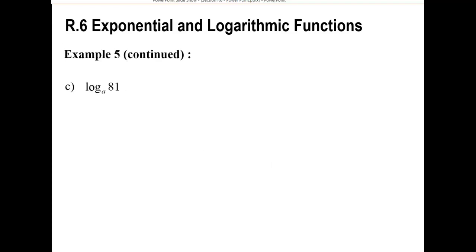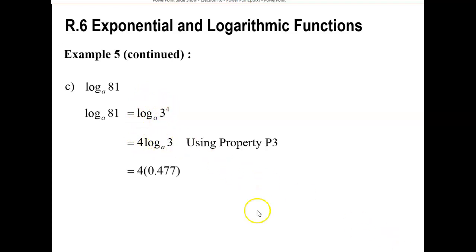All right, log base a of 81. So remember, we were given log base a of 2 and log base a of 3. So if I notice that 81 is a power of 3, we would rewrite it as 3 to the power 4. That's the same as the number 81. And then our property 3 says if you have an exponent attached, that can come down to the front. So that's 4 times log base a of 3. And we knew log base a of 3 was given to be 0.477, so we plug that in and evaluate. 1.908.